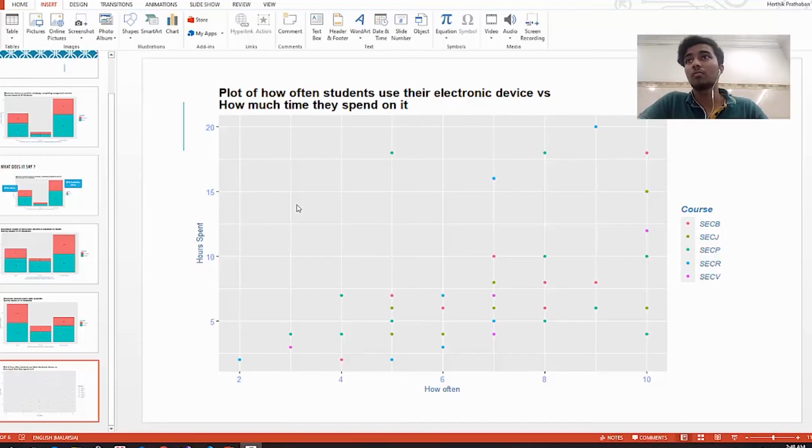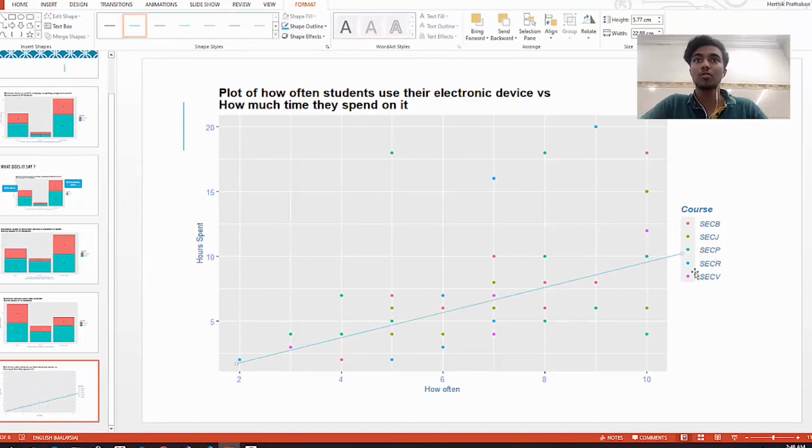So next up we have a plot of how often people use their electronic devices versus how much time they spend on it, and it's also divided between courses. It's there to see if there's any correlation or pattern we could find, but we couldn't. And if I go here and do this, I can create a trend line, which shows that the scatter plot is moderately strong and in the positive direction, which says that the more often people use the device, the more time they spend on it.